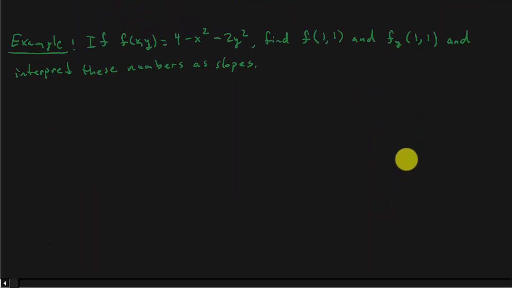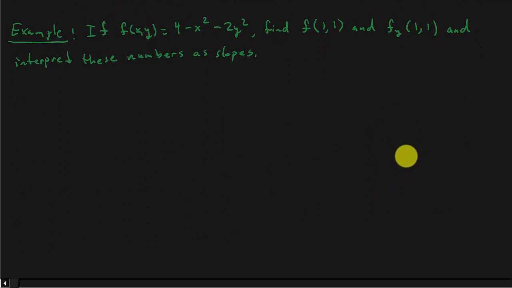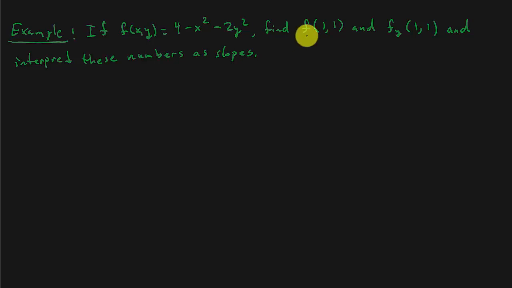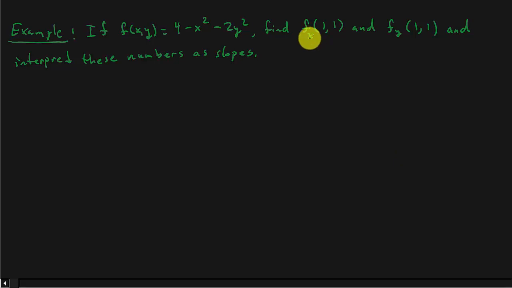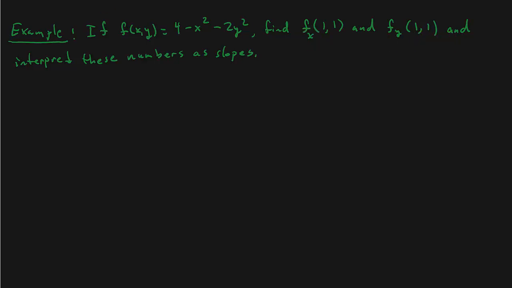So let's look at this example here. It says if f of x, y equals 4 minus x squared minus 2y squared, find f(1,1). I didn't write everything. The partial of f with respect to x at the point 1, 1, and the partial of f with respect to y at 1, 1, and interpret these numbers as slopes.